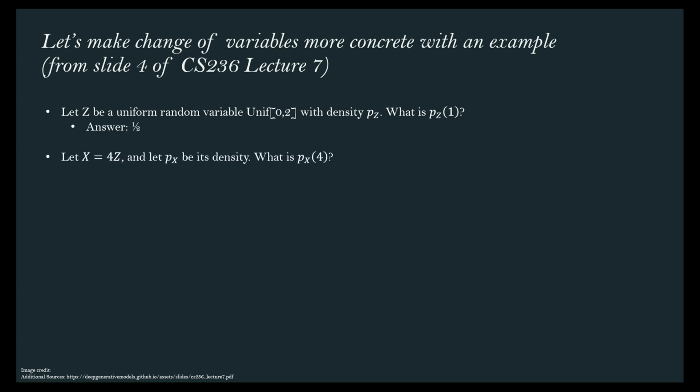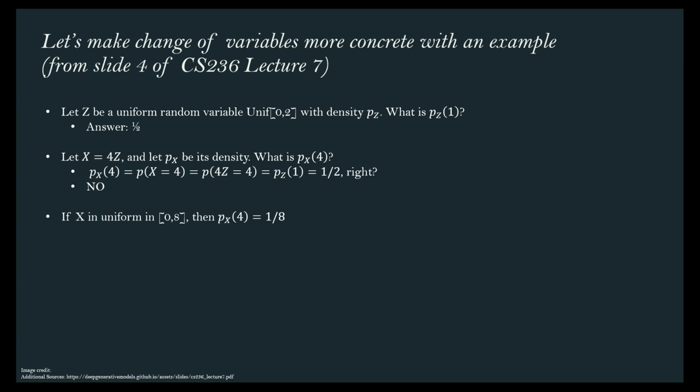Cool. So now let's let x be equal to 4z and let p of x be its density. What's p of x of 4? So p_x of 4 is p of x equals 4, is p of 4z equals 4. Let's plug it in. p_z of 1, which comes up to 1/2, right? Trick question. No. But hopefully you see why.